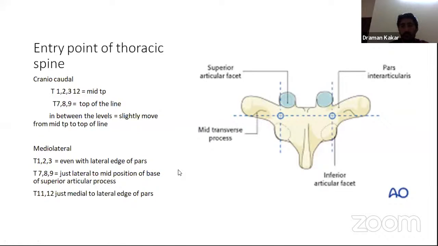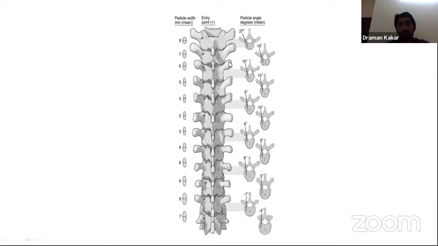In this diagram, we can see the different entry points for a particular screw fixation. We can see progressively there is a change in the entry points. And we can see the transverse diameter of the pedicle from T7 down to the T12 level. The pedicle width is almost 8 mm at the level of T1 and 7 at the level of T2.